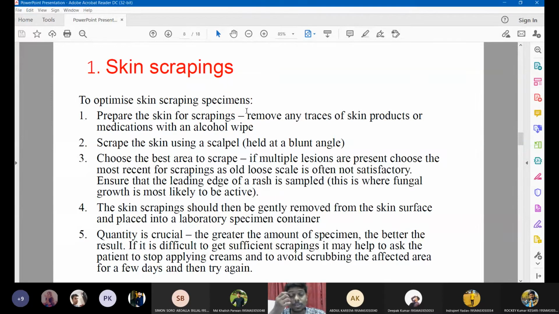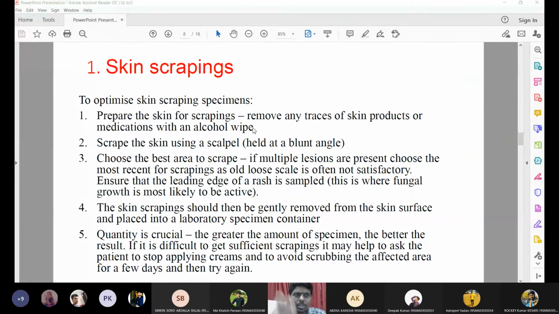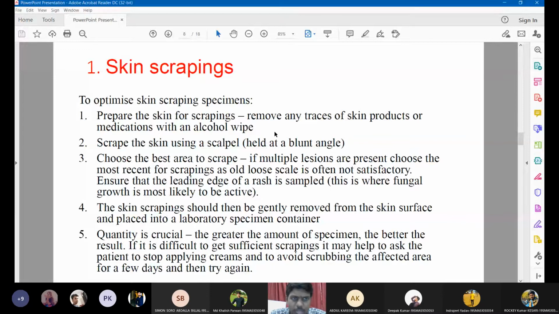So for collecting skin scrapings, the first thing we need to do is prepare the skin for scraping. We need to remove any traces of skin products or medications with an alcohol wipe. If the patient applied any skin products like Fair and Lovely or any creams, those need to be removed with the help of an alcohol wipe. With the help of spirit and alcohol on this cotton, we should remove all traces of any topical applications, ointments or products from the skin. First we make the skin clear with an alcohol swab.